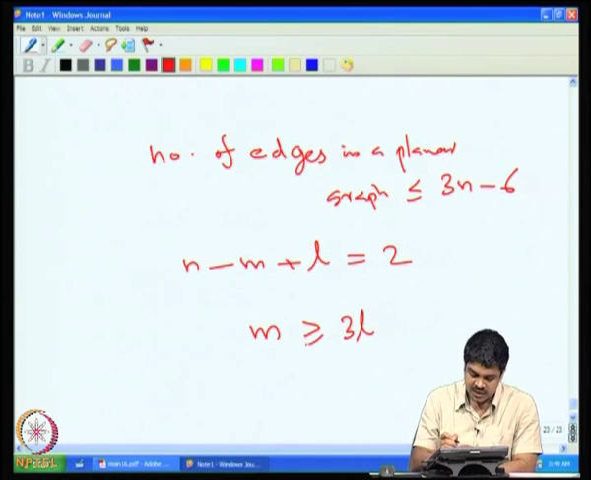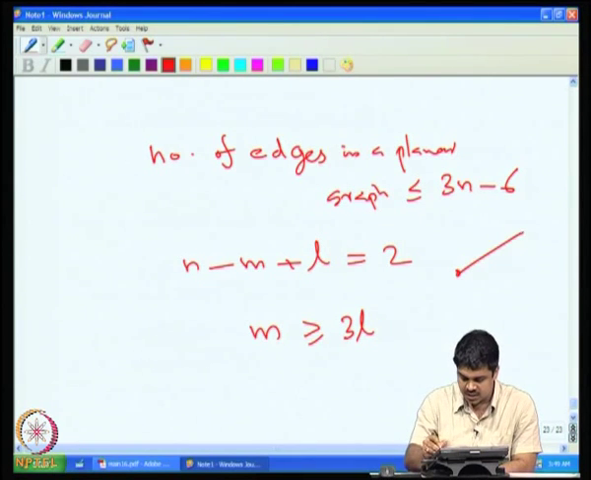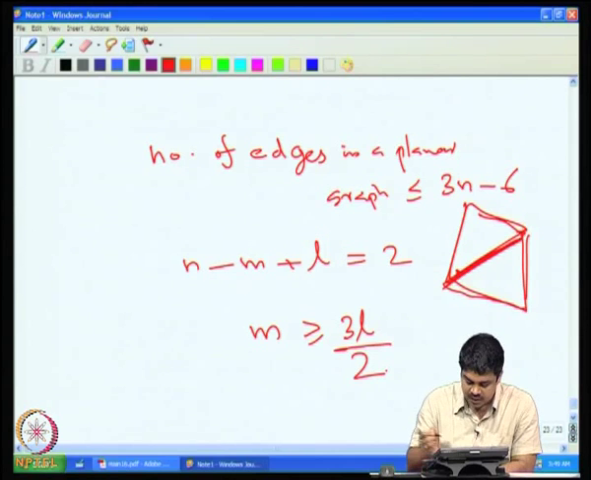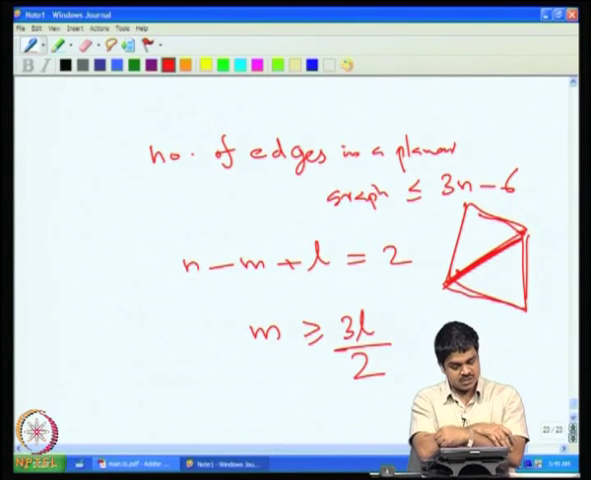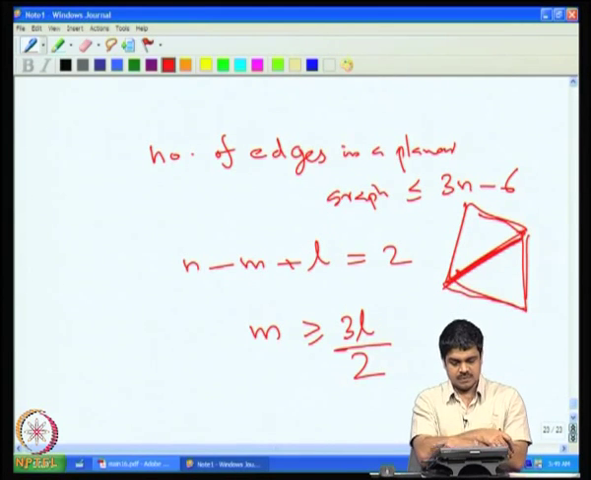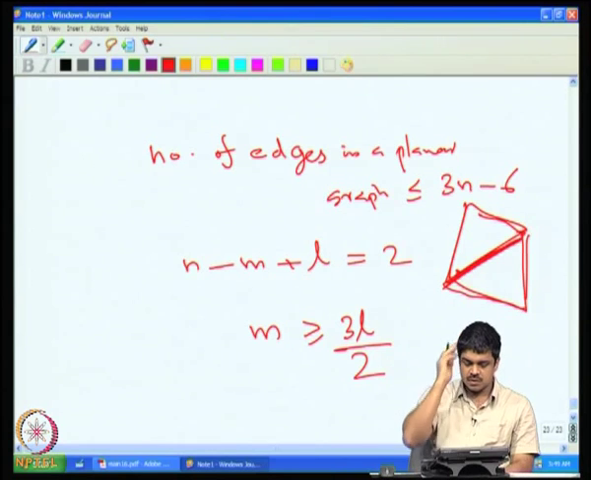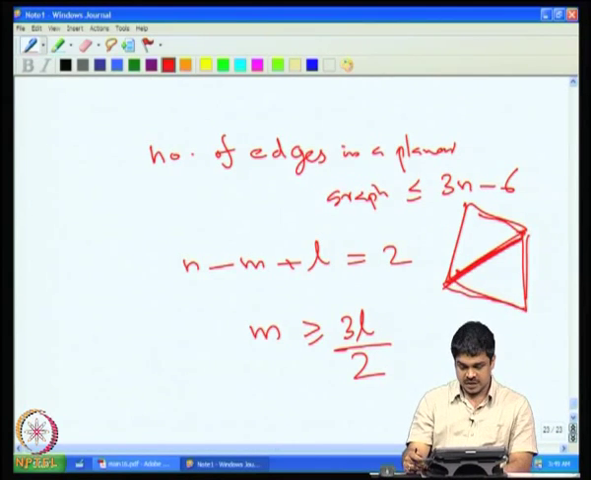We may tend to think like that, but the same edge may be counted twice: 2 faces may say that this face gives one edge here, but then this face gives the same edge here. So the number of edges has to be at least 3l by 2. So m is greater than or equal to 3l by 2.